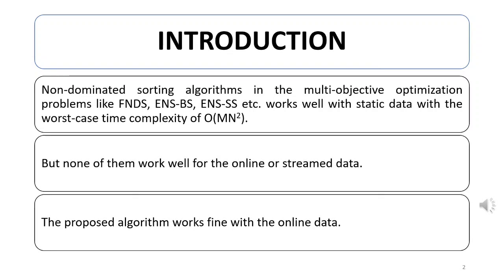Over the 2 decades, NSGA-II and NSGA-III have excelled in multi-objective optimization with non-dominated sorting as a key phase. Algorithms like FNDS, ENS-BS, and ENS-SS handle static data efficiently but struggle with stream data. The proposed approach addresses this gap for online data.